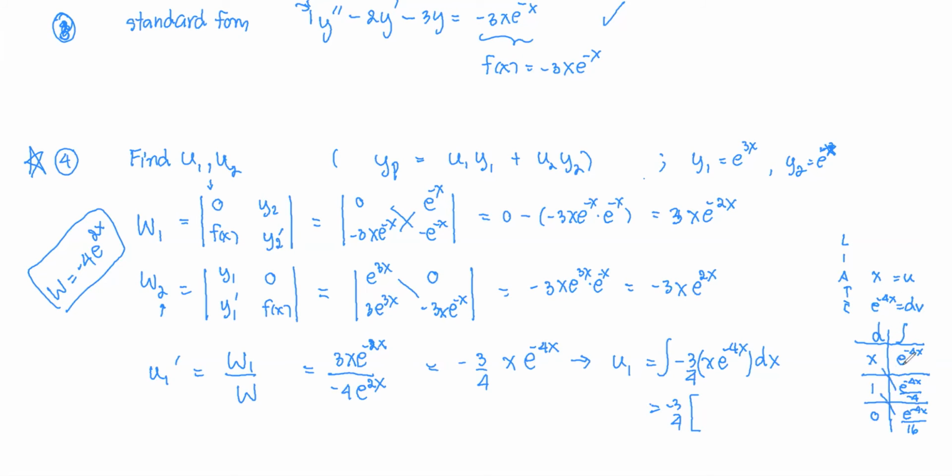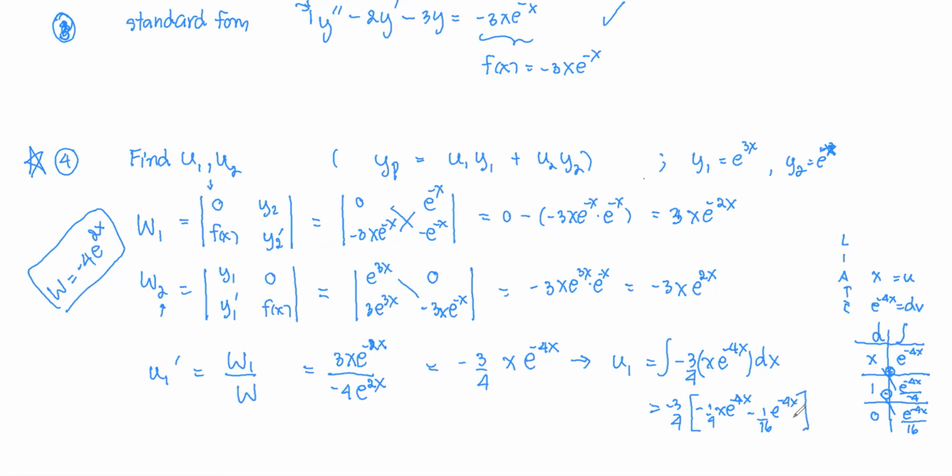And then multiply crossways down, crossways down. The first product is positive, the next product is negative. So the first product, I would get negative 1 over 4 x e to the negative 4x. And the second one, negative sign, 1 times 1 over 16. So I put 1 over 16 e to the negative 4x.